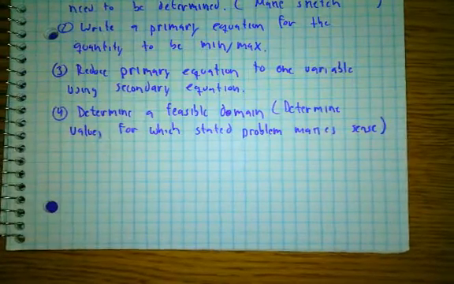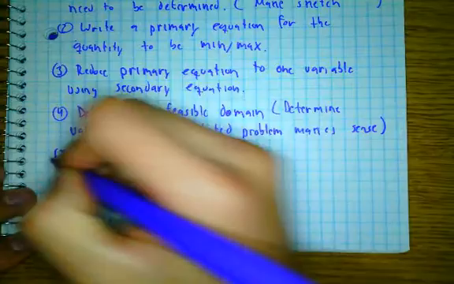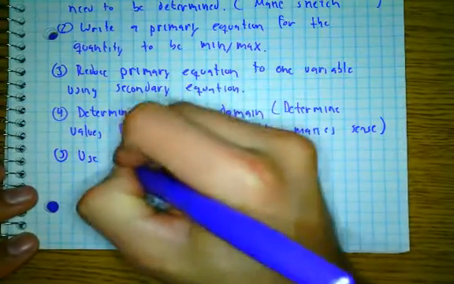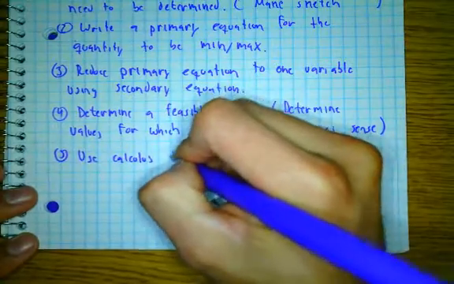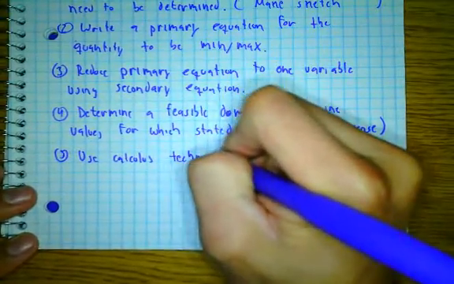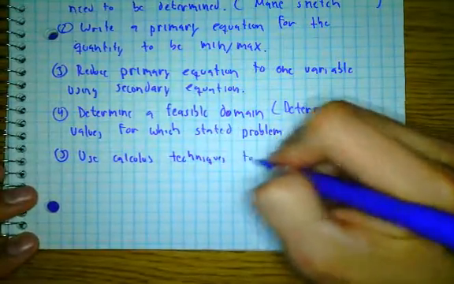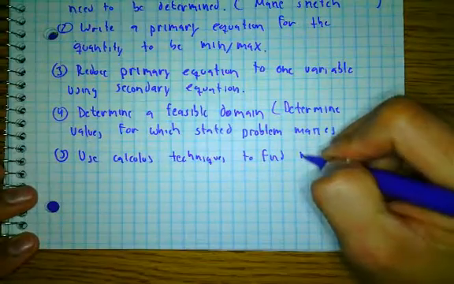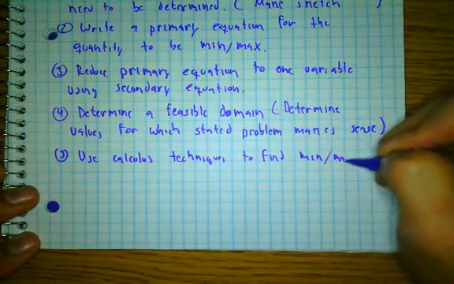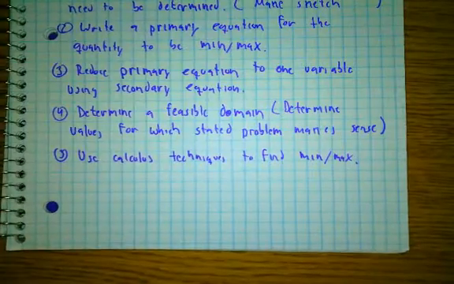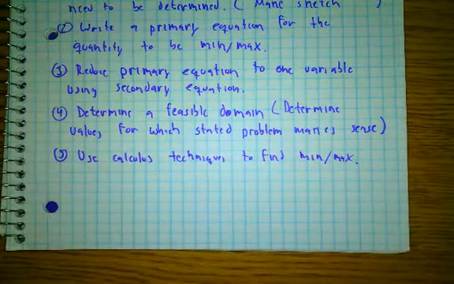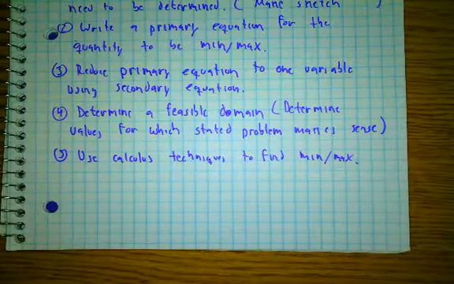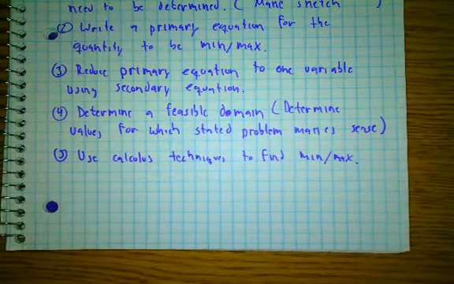And last but not least, step number 5 is to use calculus techniques to find the min and max. In other words, what are you going to have to do to find min and max? What have we been doing? First derivative test, second derivative test, etc. So those are the 5 steps that we're going to use in order to optimize a problem.